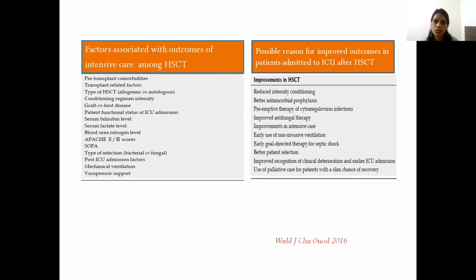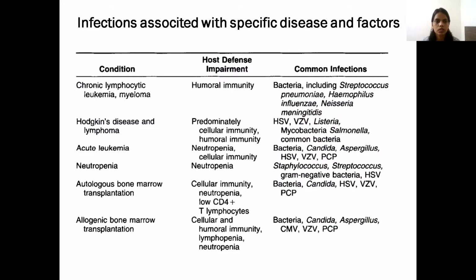Then there are some factors which are associated with good or improved outcome in these patients. So these are the reduced intensity conditioning, use of better antimicrobial prophylaxis and improved antifungal therapy, then prophylaxis for Pneumocystis infection and cytomegalovirus infections. So these are the types of hematological conditions and how these host defenses are impaired, and they are prone to infections, which we have already discussed.